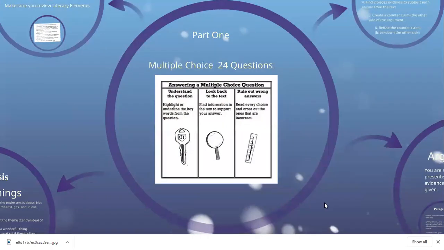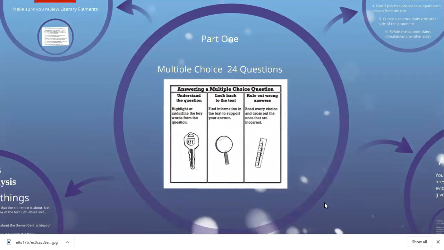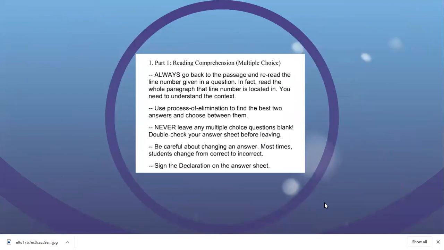So first off, this is for the Regents part 1. It's going to be a little bit different for the task, but these hold true. You're going to answer multiple choice questions, understanding what the question is saying. So you want to underline or highlight the keywords. It's going to be look-back-to-the-text kind of questions, and it's going to be rule out all the wrong answers.